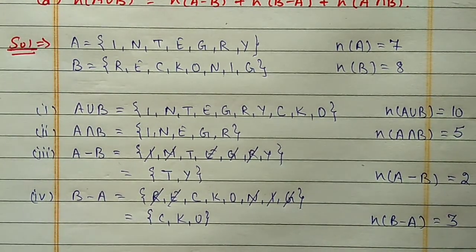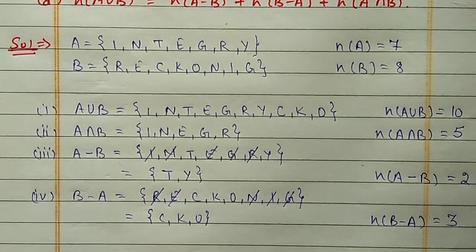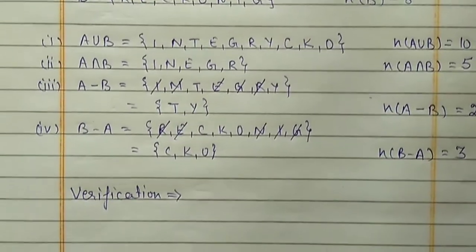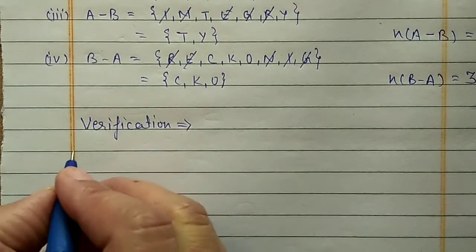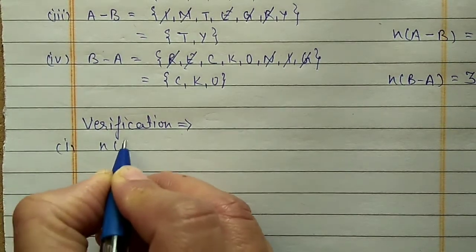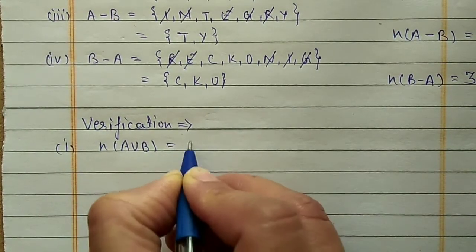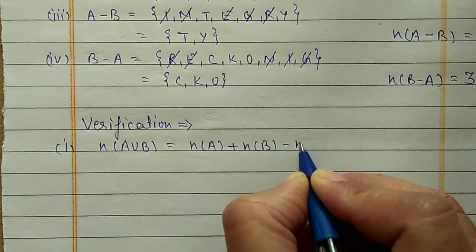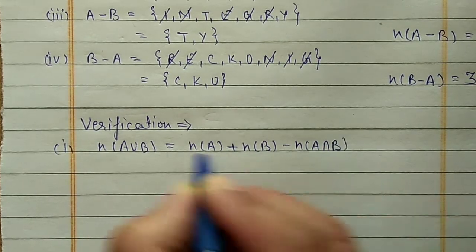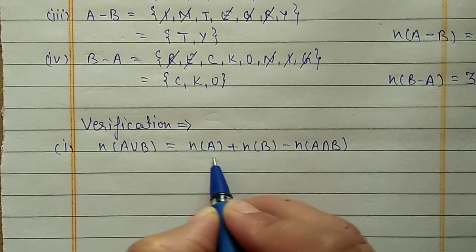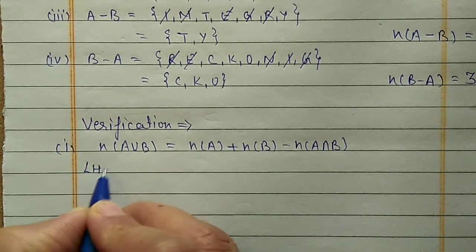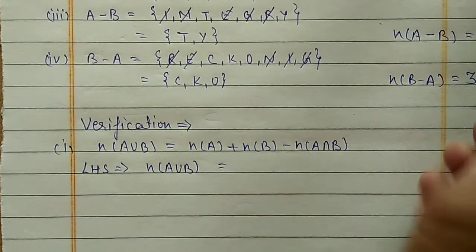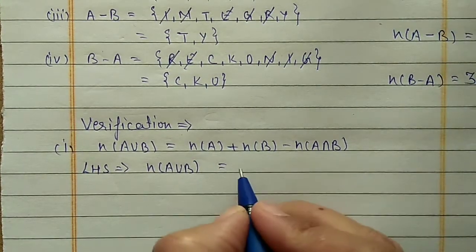Now we will start verification. First part we have to verify: n(A union B) is equal to n(A) plus n(B) minus n(A intersection B). So before the equal sign, this is the left side and this is the right side. So on the left side first we will calculate n(A union B). The cardinal number of A union B we have already found out, that is 10.